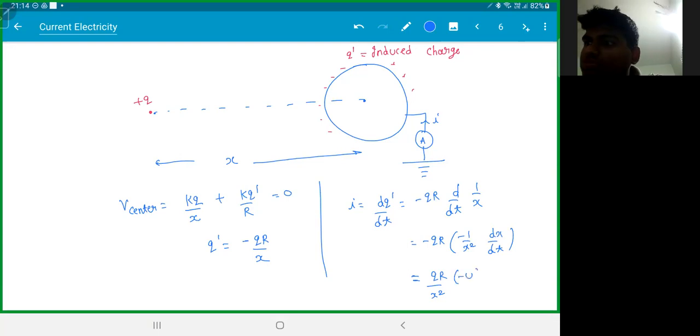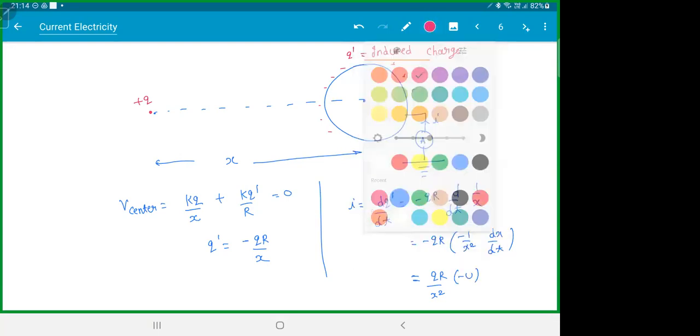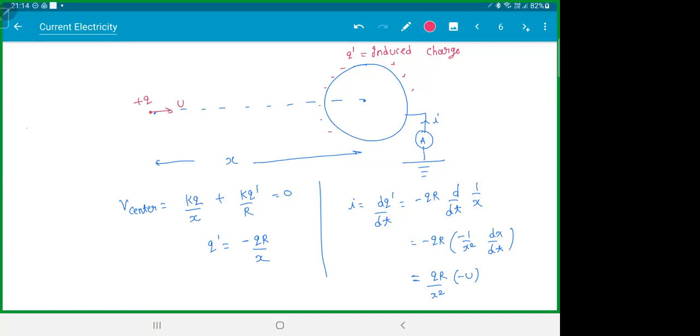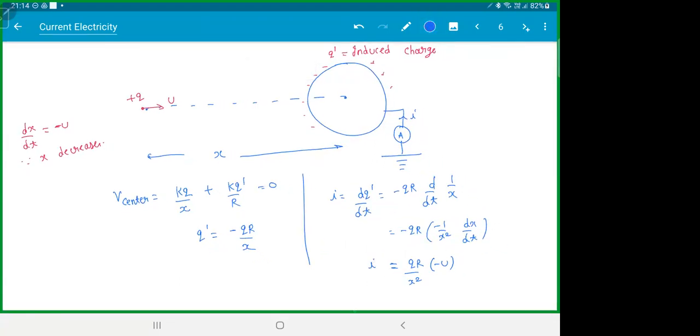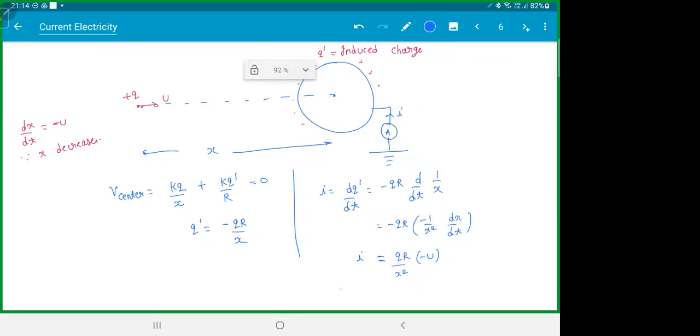U. Minus u because x is decreasing. Be careful with that. Dx by dt is minus u since x decreases. And then you're done. This is the current as a function of x. Since you want current at distance d, I is equal to minus QRU by d square. What is the meaning of the minus sign? I thought current is coming from the earth to the shell, but actually current is going from shell to the earth.